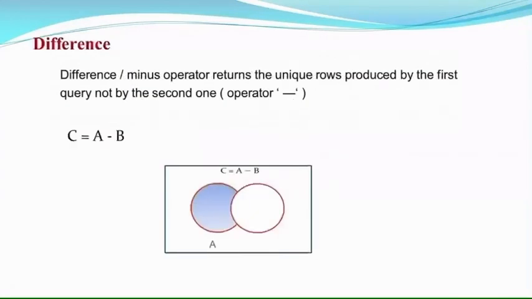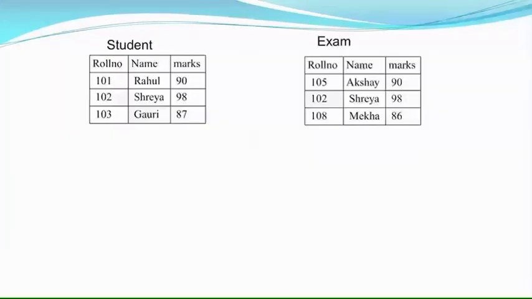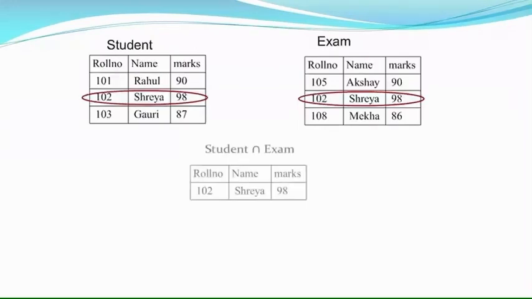Next, we can check the output of student intersection exam. Here we can see the details of 102 Shreya present in both the tables. So it will be the output. That is the details of 102 present in both the tables.